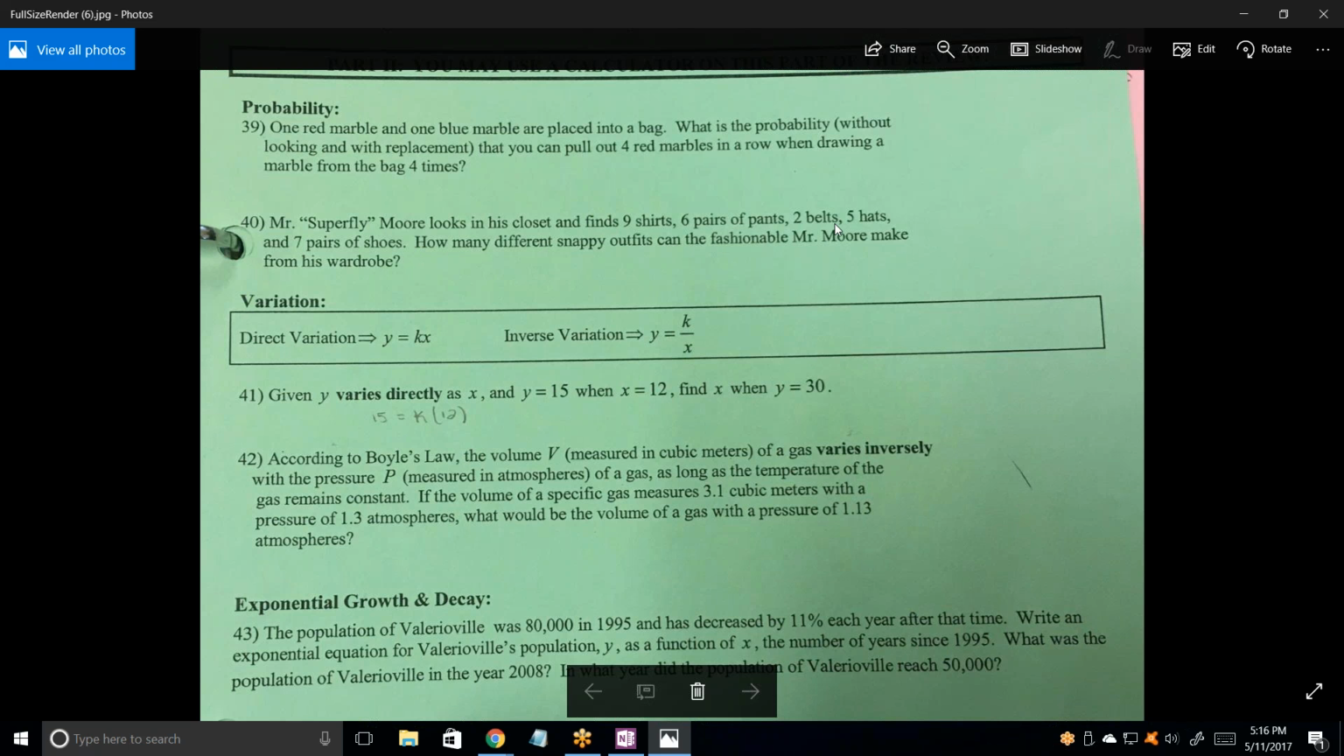40 is actually pretty easy. All the numbers multiplied together. Oh, really? Yeah. This is a very common question on the SAT exam or the ACT exam. Usually it's a little simpler.